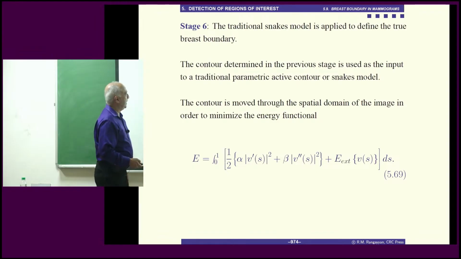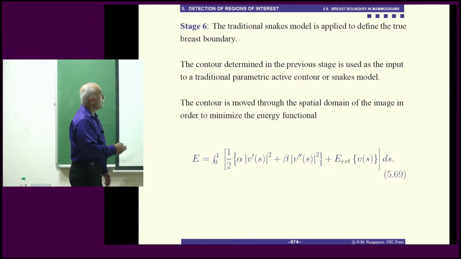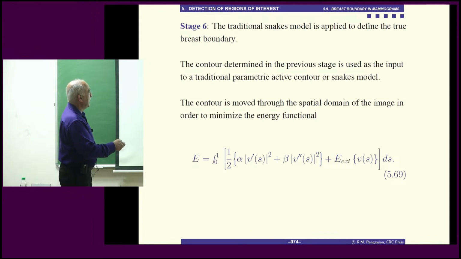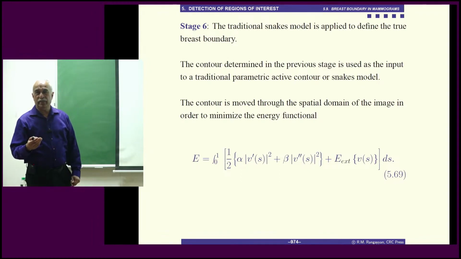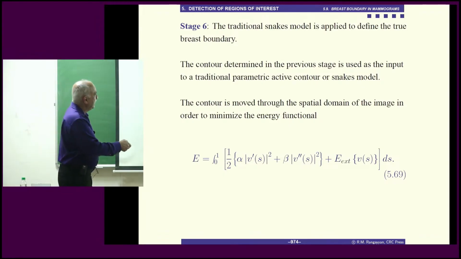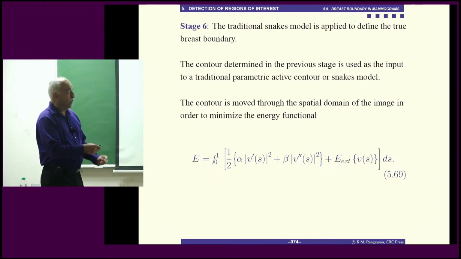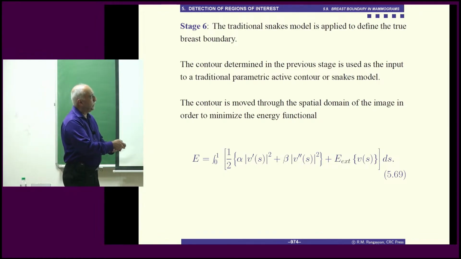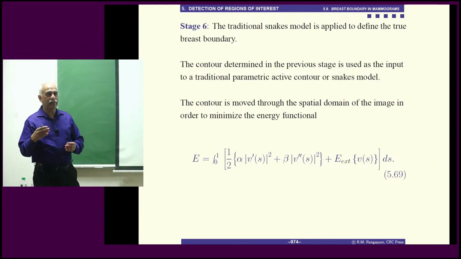One of them is defined like this: integral from 0 to 1 around the boundary, alpha |v'(s)|² plus beta |v''(s)|², where v(s) is the contour. So this is the internal energy, and then there is external energy that depends upon the gradient in the image. So image gradient is brought in. The internal energy is internal to the contour or the so-called snake. The contour is expected to maintain certain continuity and rigidity, and it should fit to high gradient values in the image.